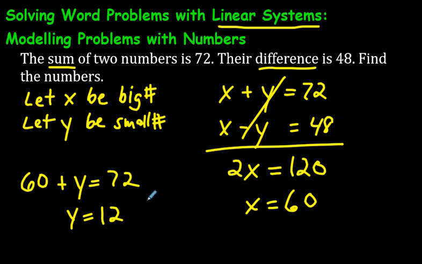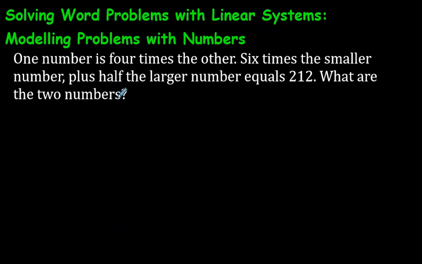Let's see if this makes sense. 12 plus 60 do make 72. And 60 minus 12 will give us 48. So we now know that this checks out. And you could put a sentence answer here and say, the bigger number is 60 and the smaller number is 12, and you're done. Okay, so let's try another question together.